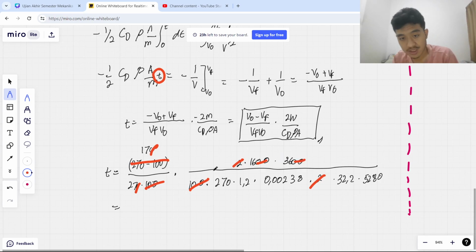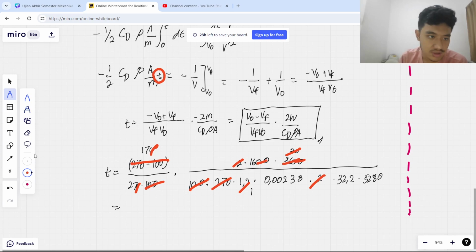So 36. Maybe to make it easier, eliminate this one with this one. So this is 1. This is 30. It's easier for us to count, and with that 30 we can eliminate this one with this one. So this is 1. This is 9. I think that's about it to simplify, but I'll write it down.